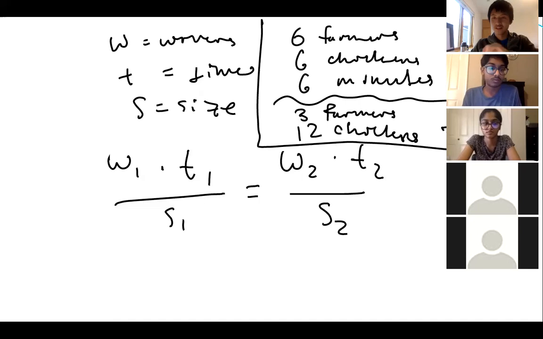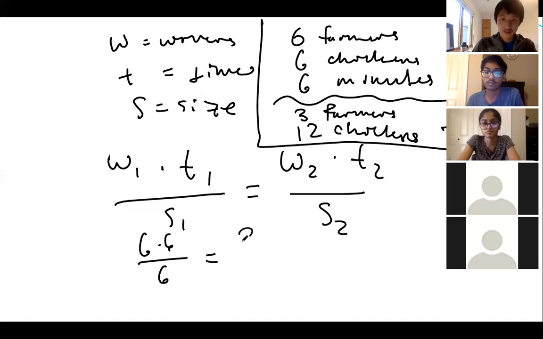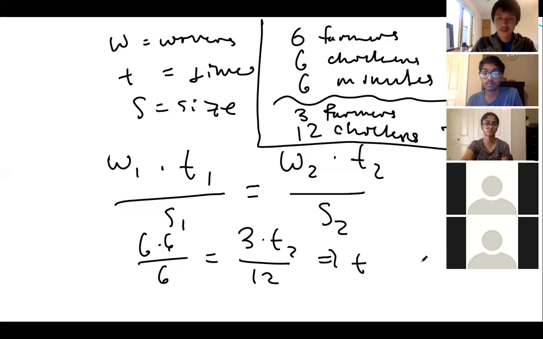Yeah, I think 24 looks good because, so first, 6 times 6/6 is on this side, and then we don't know what time 2 is, but there are 3 farmers and 12 chickens. So if we solve this, we get the time is 24 minutes.